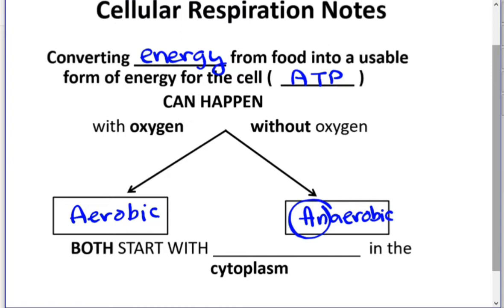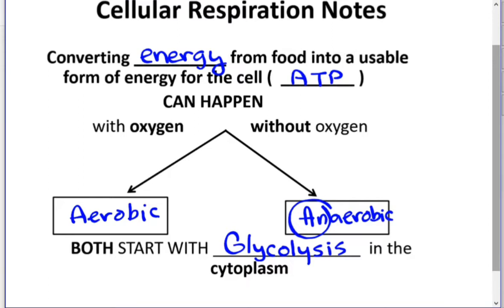So both processes are going to start in the cytoplasm with glycolysis. And I'll explain what that word means in just a minute. But the reason you have a page pointing this out is this is where all organisms start. Every living thing on Earth can do glycolysis, and it's how we begin to break down glucose to harvest energy.